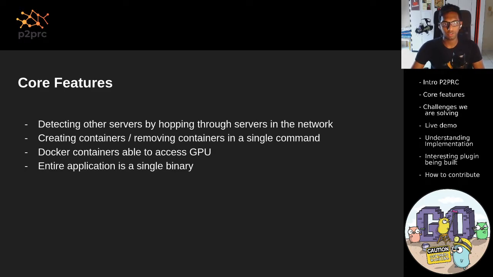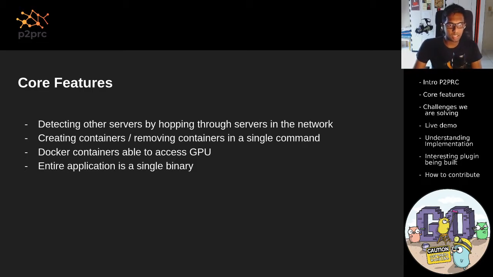So, what are the core features? One is detecting other servers by hopping through servers in the network. This just means that you have your machine running. You might have information on one server. You can go to that server, download its IP table, which consists of information of other servers. By doing this process, you are traversing through the network. At a point in time, you have your own list of a set of servers you know. And with those servers, you can run certain tasks through them.